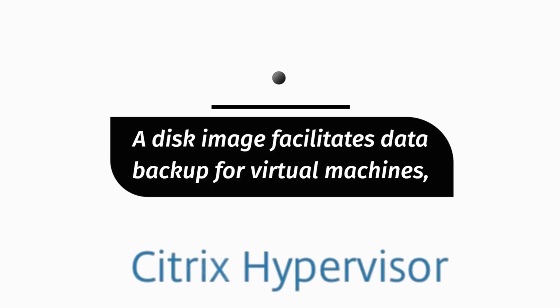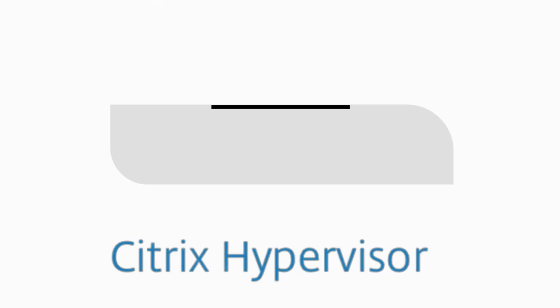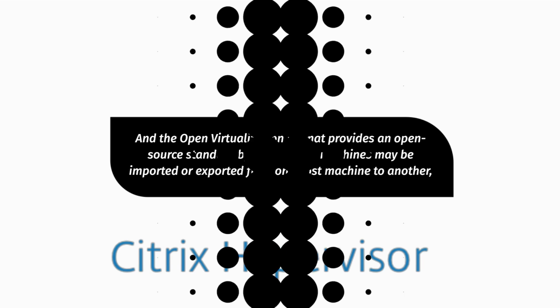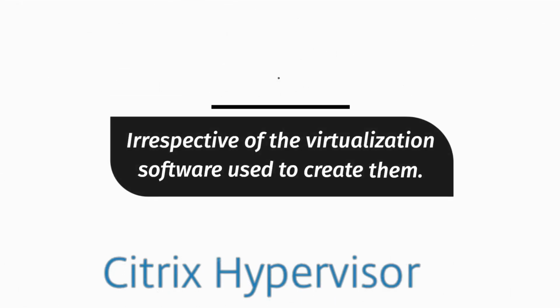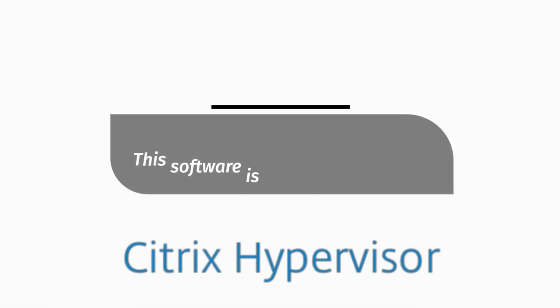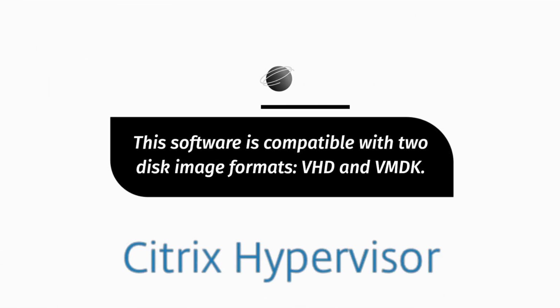A disk image facilitates data backup for virtual machines, and the Open Virtualization format provides an open-source standard by which these machines may be imported or exported from one host machine to another, irrespective of the virtualization software used to create them. This software is compatible with two disk image formats, VHD and VMDK.